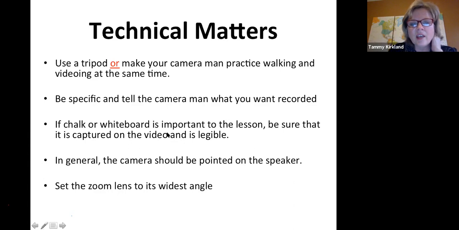And again, we said, if you've got anything on display, and if it is going to be on display, you want to use it and you want to have something important on it. Make sure it's legible. The camera should be pointed on the speaker. Set the zoom lens to the widest angle.